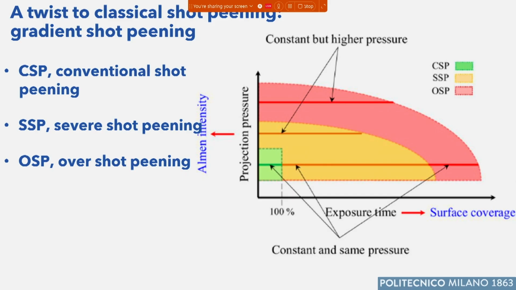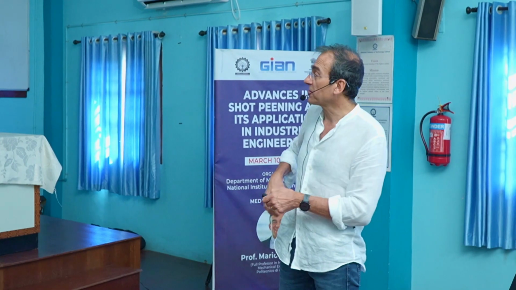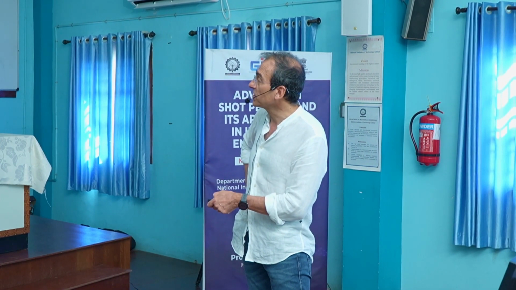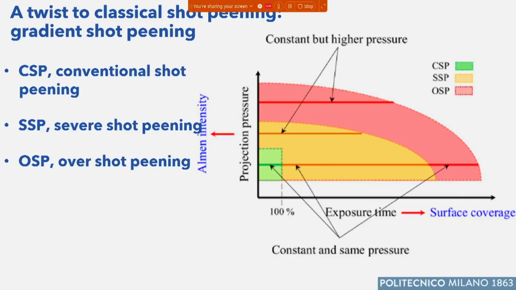The Almen intensity is something that varies with the material, but anyway, it is not exaggerated. The Almen intensity is always included in this region. And when we apply conventional shot peening, we are covering one point in this area. What's happening if we apply severe shot peening?